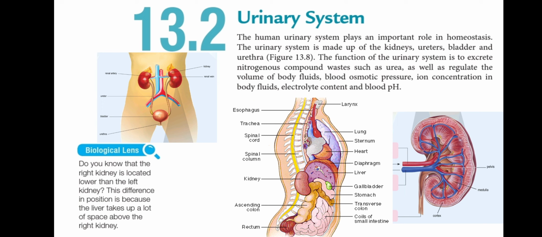If you look here, the urinary system is made out of kidney, ureter, bladder, and urethra. The positions of them are all here. Kidney, we have ureter and then urethra. The bladder is here. The function of the urinary system is to remove the nitrogenous wastes, such as urea, so that the volume of body fluid and osmotic pressure will be in balance.